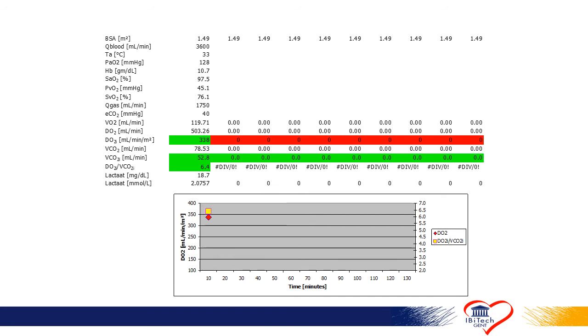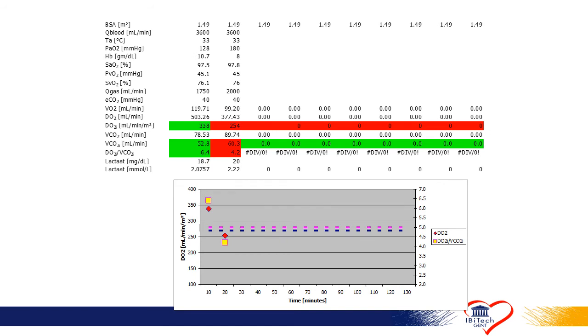She has an acceptable DO2. She has an acceptable VCO2 because the critical value there would be 60, and the ratio is above 5. It's 6.4. However, this center is using crystalloid cardioplegia. And so here the crystalloid cardioplegia is added. And immediately you see that, of course, because of the dilution, we go from a hemoglobin of 10.7 to 8. You can see that now we have a DO2 which is below the desired target. We have an increase in carbon dioxide, and also the ratio is below 4.2.